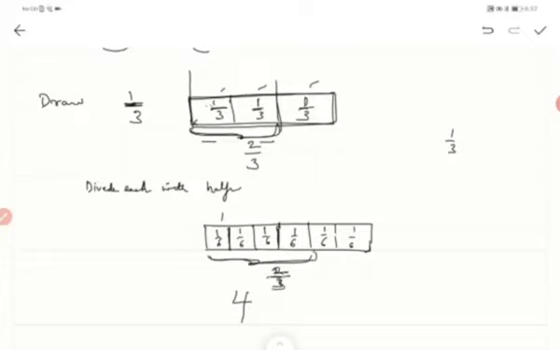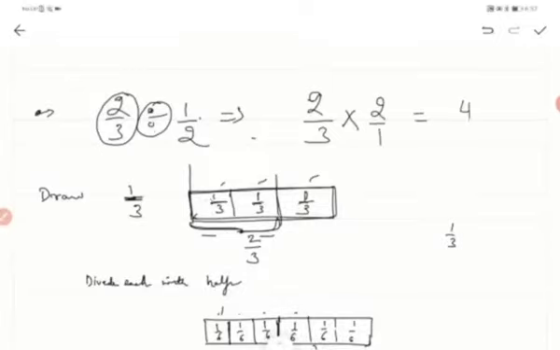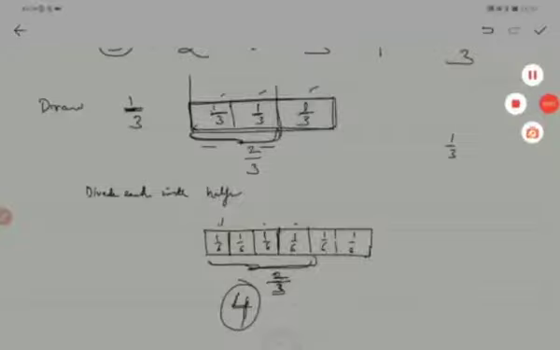So how many 1 by 6 parts are in 2 by 3? We have 1 2 3 4. So the answer will be 4. If you simplify this with the regular method, 2 by 3 into the reciprocal of 1 by 2, which is 2 by 1, this will be equal to 4 by 3. Alright, so this is it with your division of fractions.